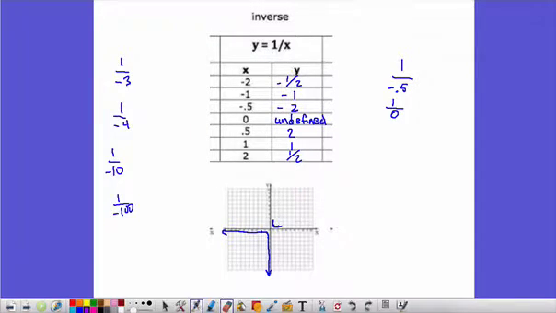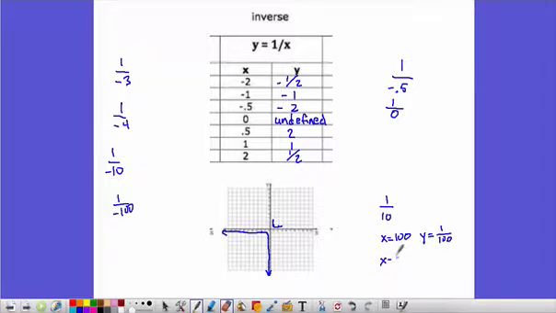It's going to curve around like that. And now as I put in bigger numbers for x, let's say we did 10, when x is 10, y is 1/10. Well, when x is 100, y is 1 over 100. So we're getting an even smaller number.